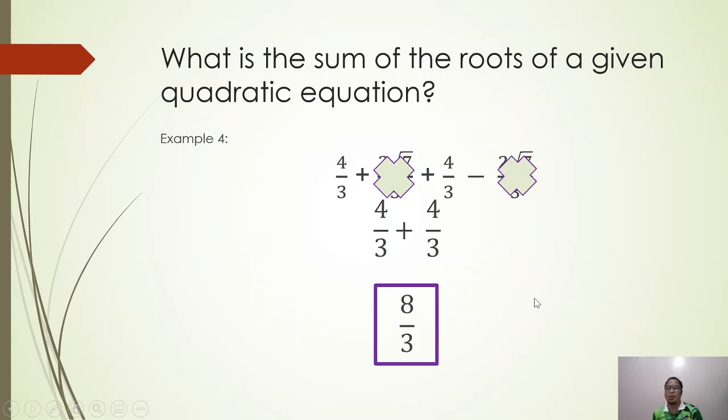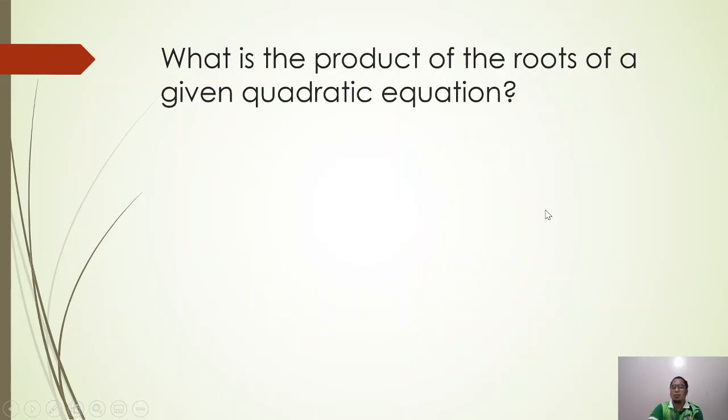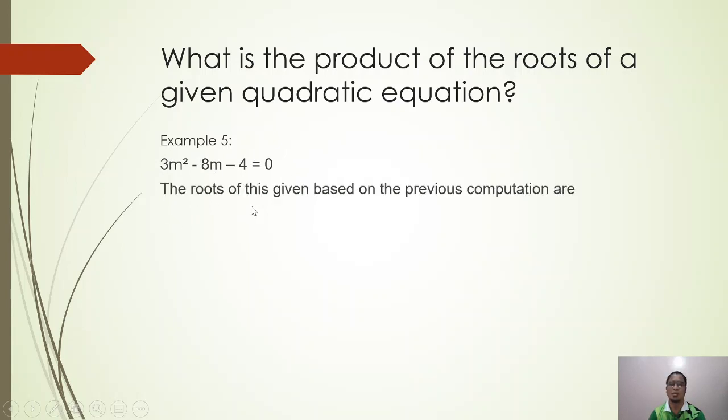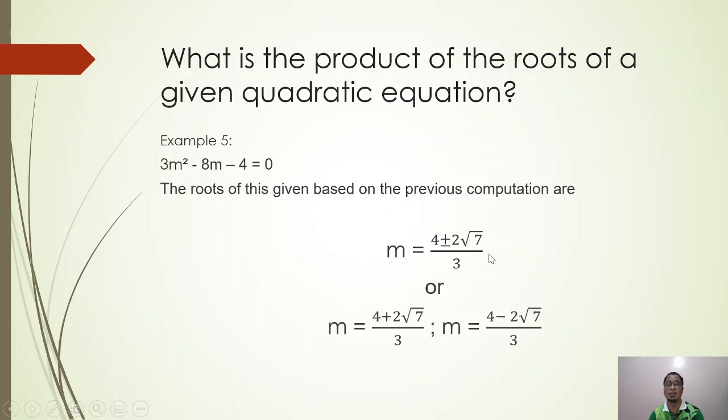Let's proceed dun sa product. Again, we will be using the same given. This will be our example number 5. The same given. Ang sabi ko rito, the roots of this given based on the previous computation are, nakuha na natin kanina. Medyo mahaba pa nga, di ba? Ang nakuha po natin ditong roots ay m equals 4 plus or minus 2 square root of 7, all over 3. Na ang ginawa nga natin ay pinaghiwalay.